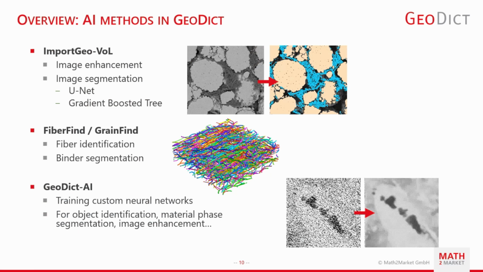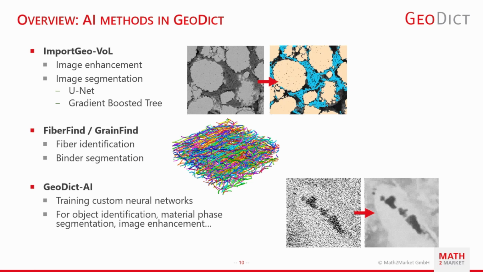So I talk about import GeoVol, the tool that allows you to use AI models for image enhancement and image segmentation. And I mentioned that image segmentation is based not only on UNet, but also some of those other non-neural network tools, some of the legacy machine learning tools, in this case, gradient boosted trees based on decision tree structures to perform that sort of image segmentation. And then we'll talk about FiberFind and GrainFind.